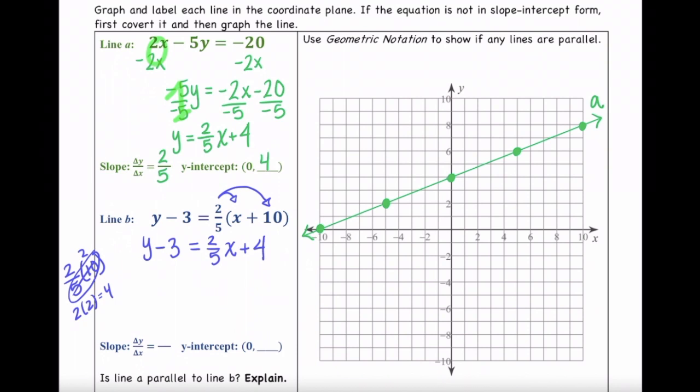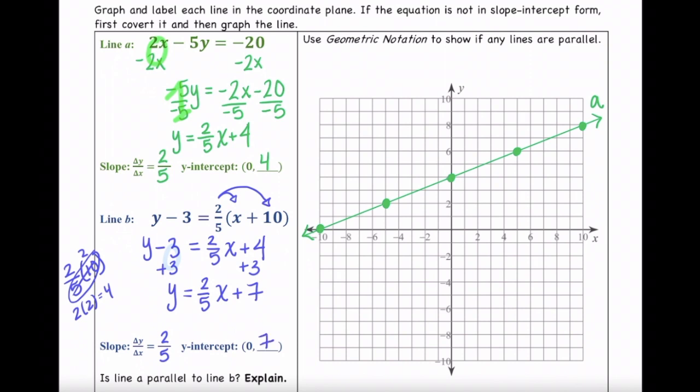All right, one more step. We're going to go ahead and add 3 to both sides to make a 0 term on the left side with that negative 3 and positive 3. And we have y equals 2/5 x plus 7. All right, it's in slope-intercept form. Now we can identify the slope and the y-intercept of this line. So the slope here is 2/5, and the y-intercept is at 0, 7.